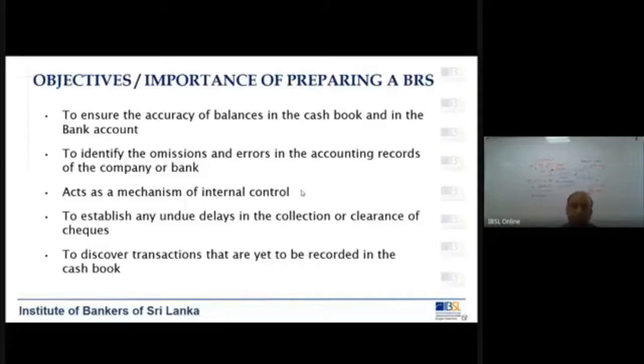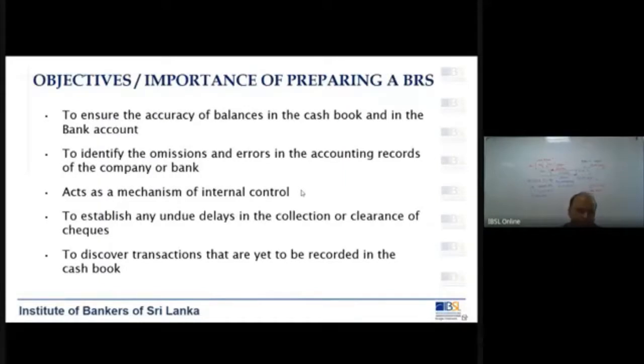Then it will act as a mechanism of internal control, because when you do the reconciliation only, you will come to know what is happening with the cash in the company. Because sometimes the accountants or maybe the bookkeepers can make mistakes, or even they can play around with the sums that they handle. So as a manager or maybe the supervisor or the director of the company, you should know what is happening with the cash balances or the bank account balances.